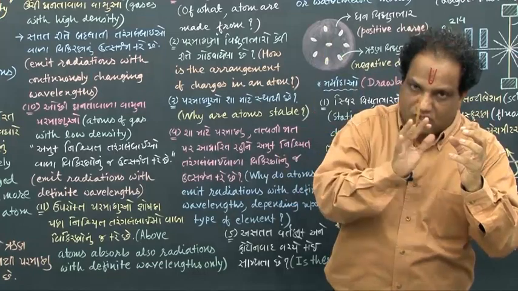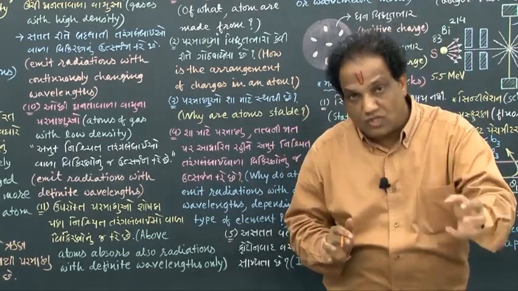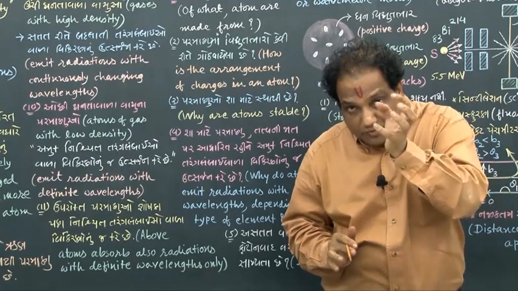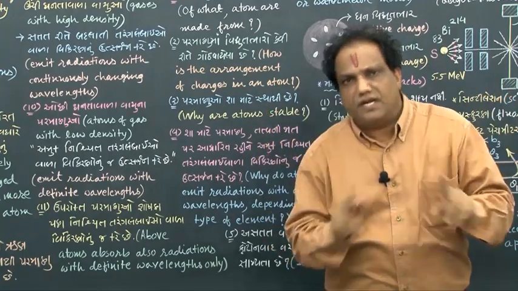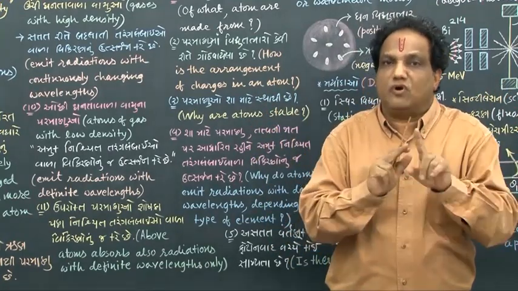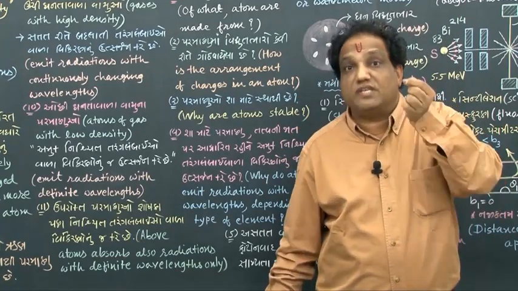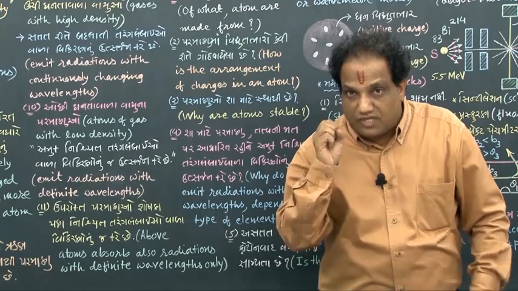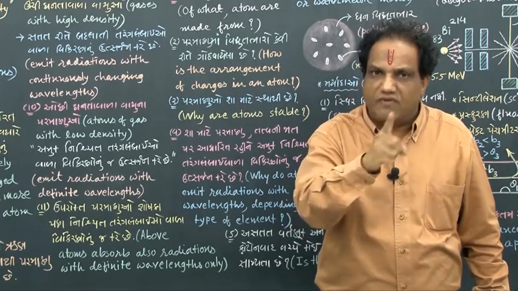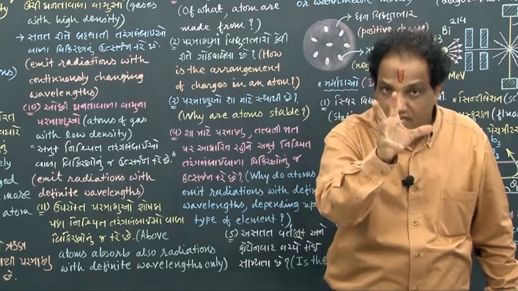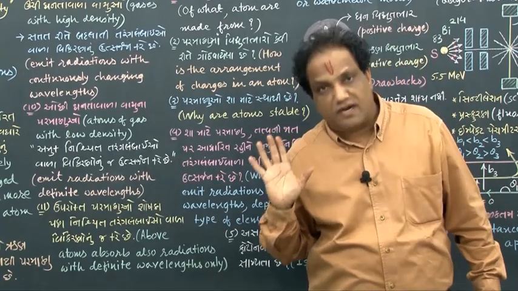If you make incident radiations having continuously changing wavelength on an atom, you know what the atom does? It absorbs only certain radiations with certain wavelengths only. It does not absorb all the radiations with all the wavelengths. So what I mean to say is, absorption is also very selective. Emission is also selective. Absorption is also selective. Only certain wavelengths are emitted, only certain wavelengths are absorbed. This is the non-continuous behavior of an atom.